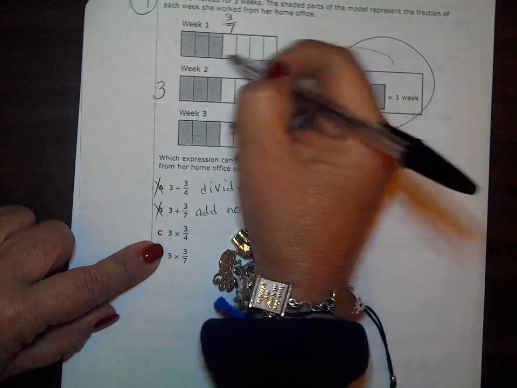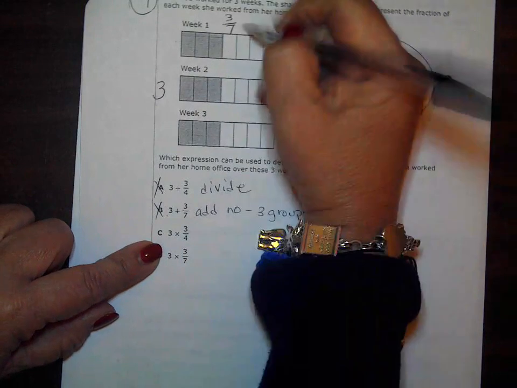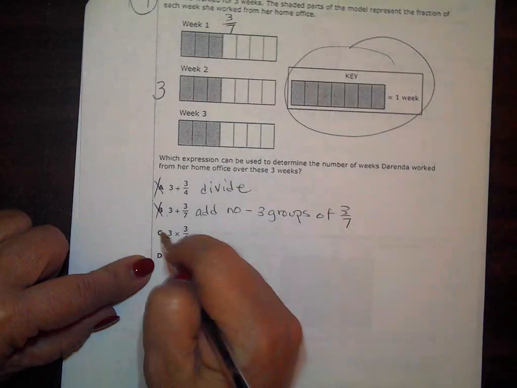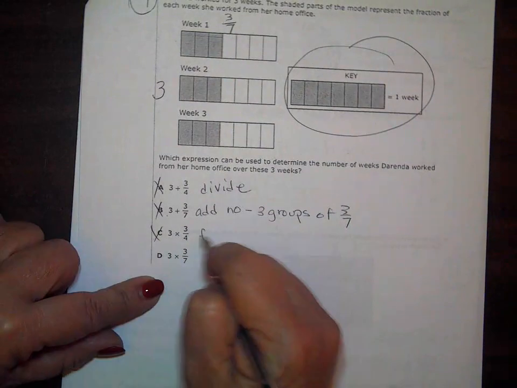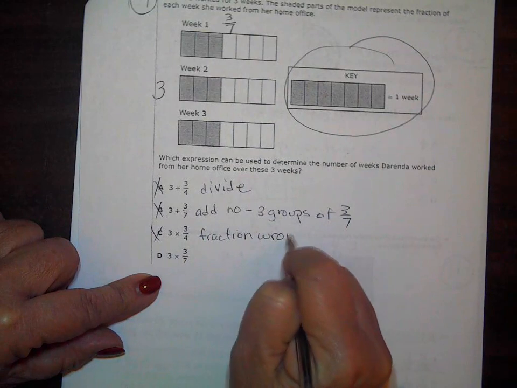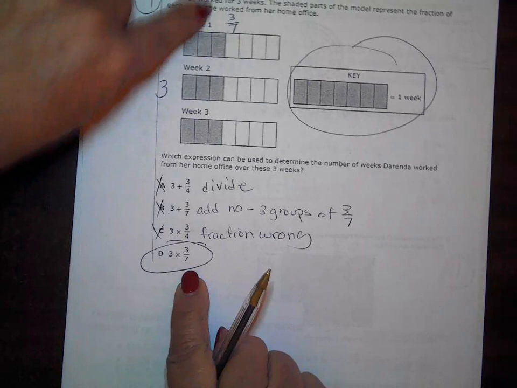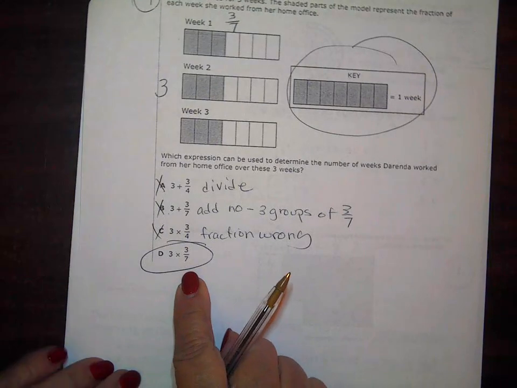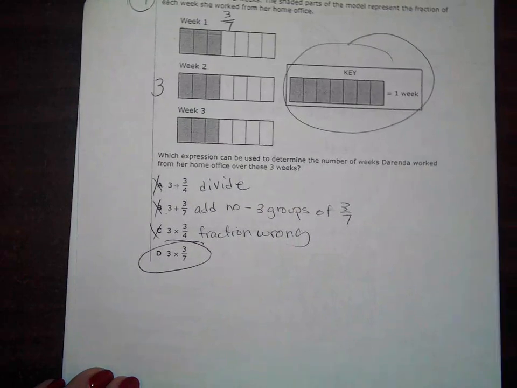3 times 3/4? No, because we have 7 blocks, not 4 blocks. Otherwise, it would have just been right here. So nope, that's not right. The fraction's wrong. So the correct answer is this one. I have 3 groups of 3/7, each week. So do you see how you're using your picture to apply with what you know?